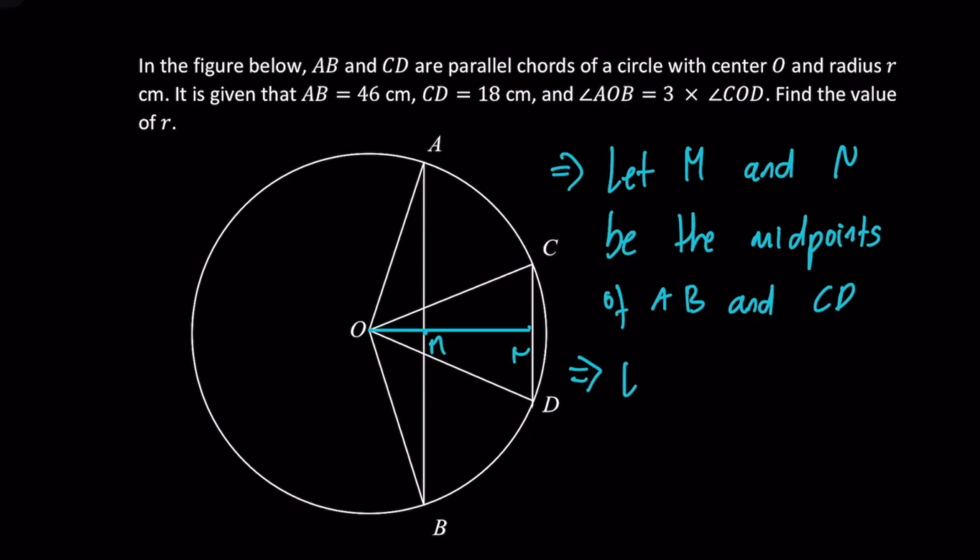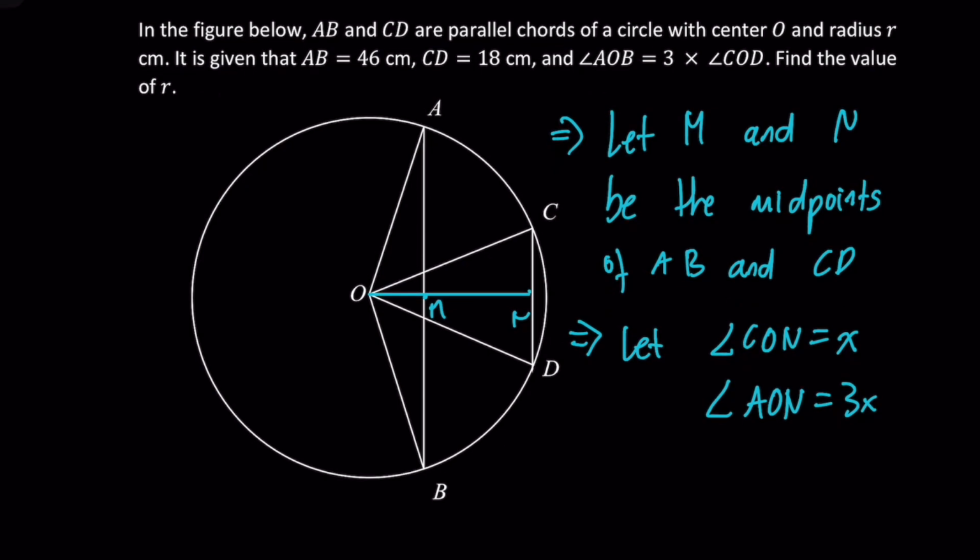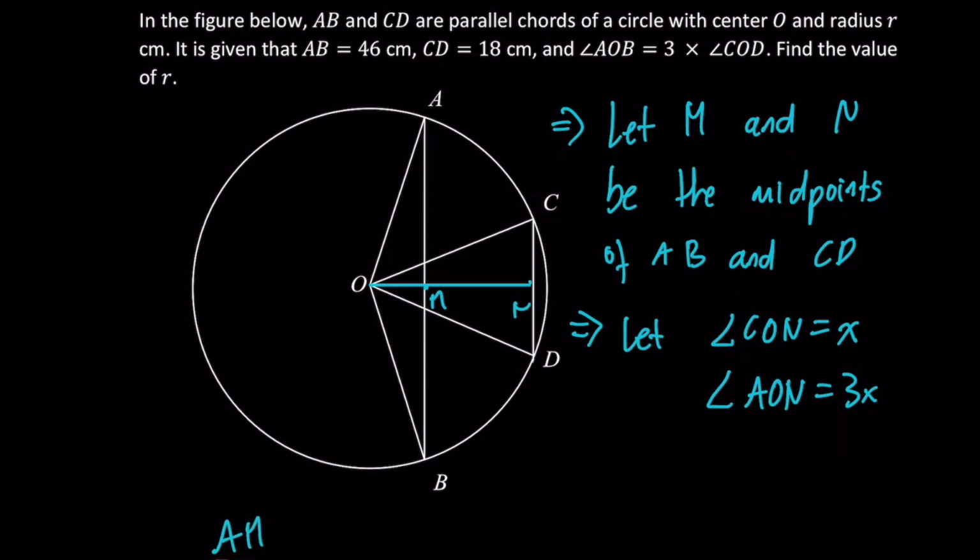After that, let's also let angle CON be x. Since we know COD times 3 is AOB, CON, half of COD, times 3 will be this angle, right? AON. And we can write angle AON to be 3x. Now, let's compare AM and CN. We know AM is 23 and we know CN is 9.